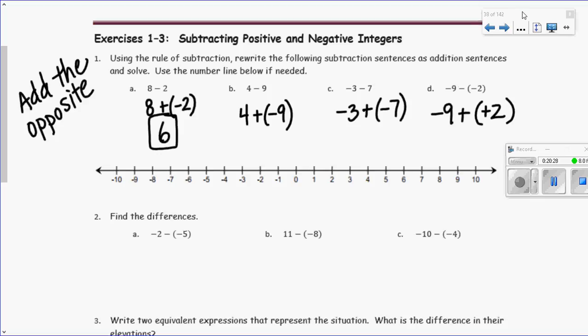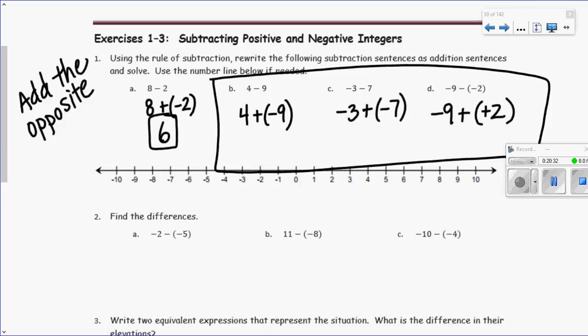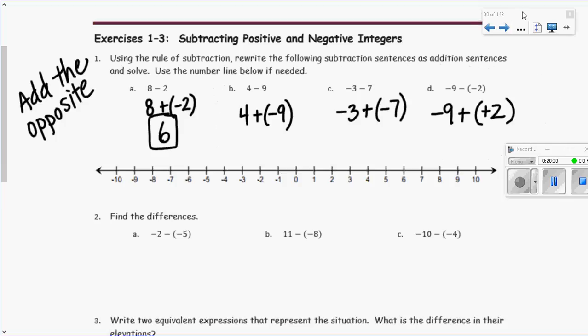If you're confused, that's okay. Right now, I want you to pause it. I want you to solve these and make sure that you can still do addition problems the way that we learned it before. Solve these on the number line, this number line in your workbook. Ready? Pause it and go.